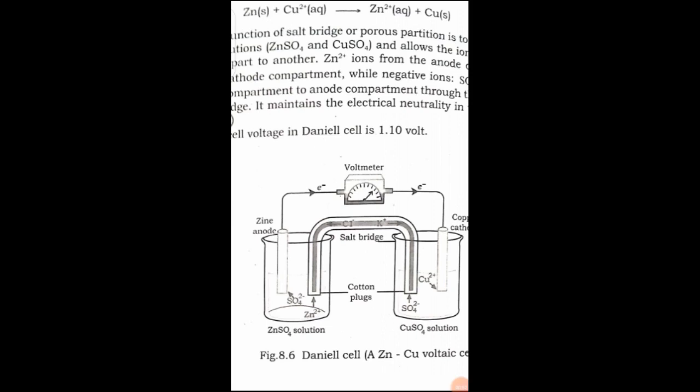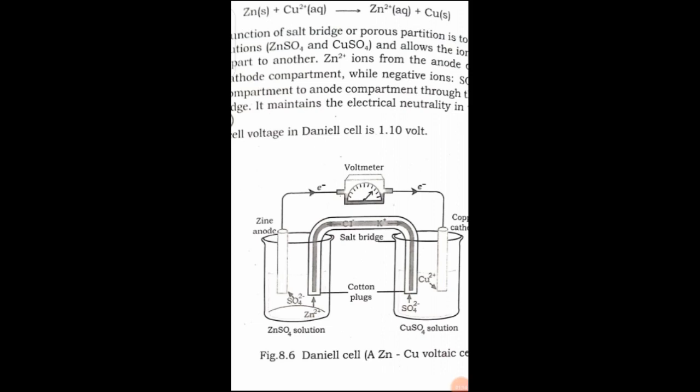Salt bridge is present between them. Salt bridge is used to maintain the electrical neutrality in the electrolytic solution. It contains the electrolyte and it is present for balancing both of the electrolytic solutions. And the metal wire is connected to the voltmeter.